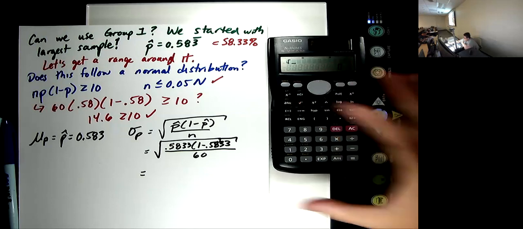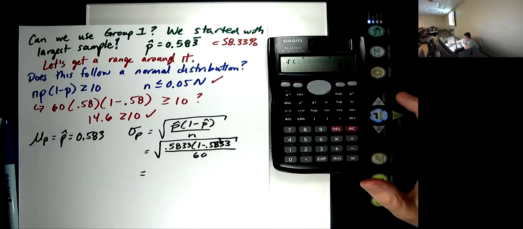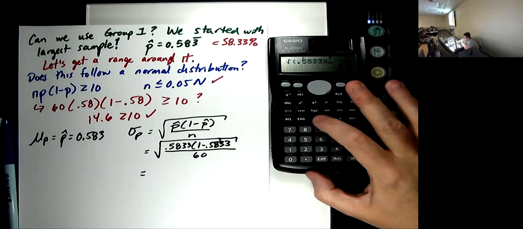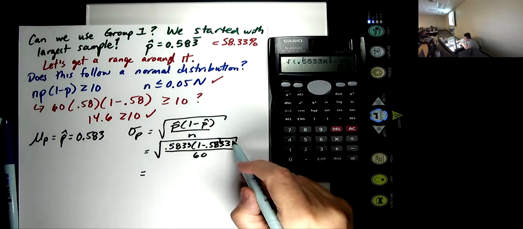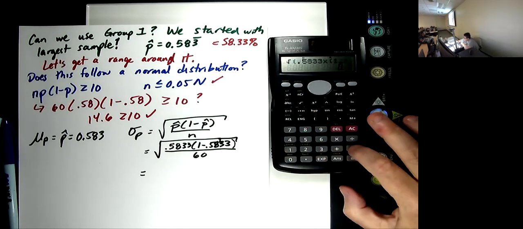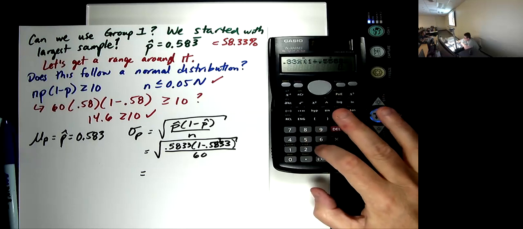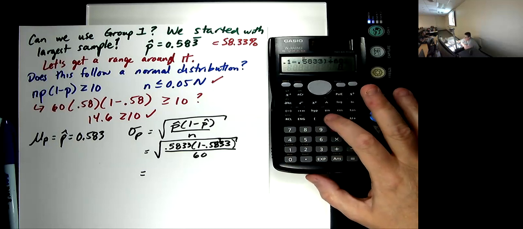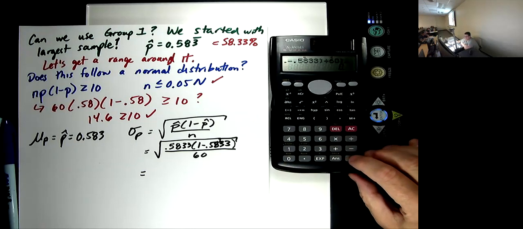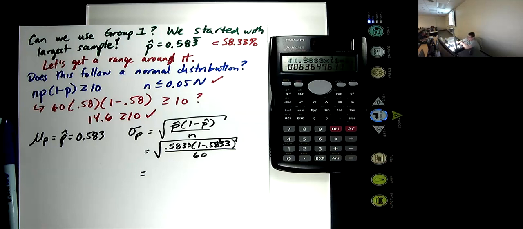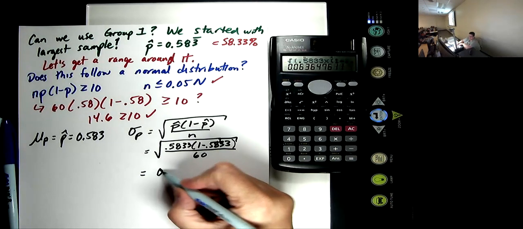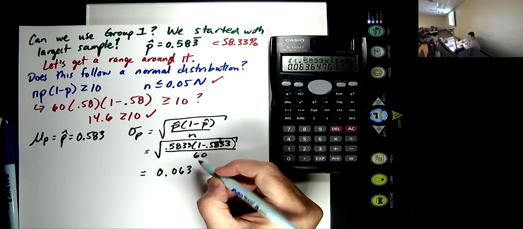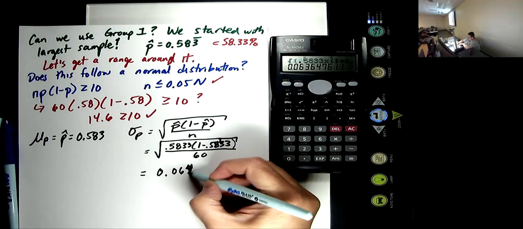So I want the square root of parentheses 0.5833 times parentheses 1 minus 0.5833, divided by 60, and end the big parentheses. I'm getting 0.0636. Now, 3 decimal places, that's 0.064.